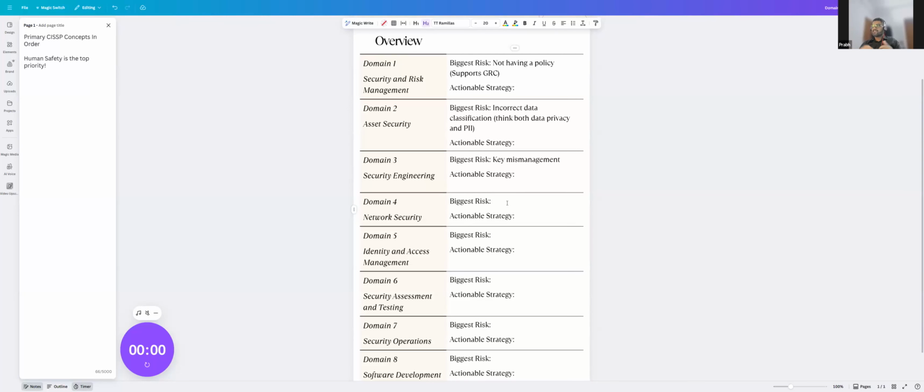Then IDaaS is there, identity as a service. You need to have that clarity also, so that according to that you are able to manage. CASB is there, that is also a very important topic you need to understand. So these are small things you should be able to focus on, and according to that we can make it.